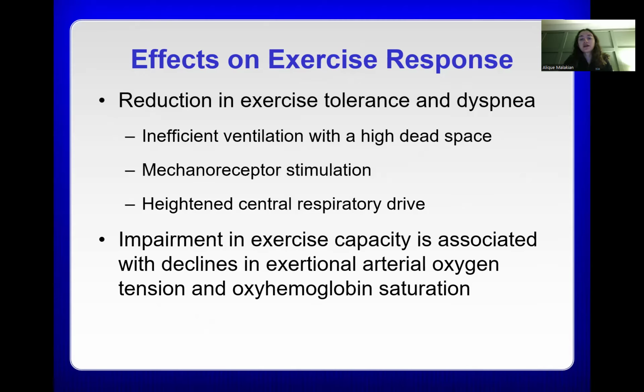And then impairments in exercise capacity are associated with declines in exertional arterial oxygen tension and oxyhemoglobin saturation. So, this is actually a really important point that probably has to be monitored given the person you work with. It may actually drop for that last part right there, the saturation. It may drop below 90% during exercise. And at that point, that's pretty dangerous. So, you have to deal with it in one way or another: either reduce the intensity or give them supplemental oxygen, whatever it may be.